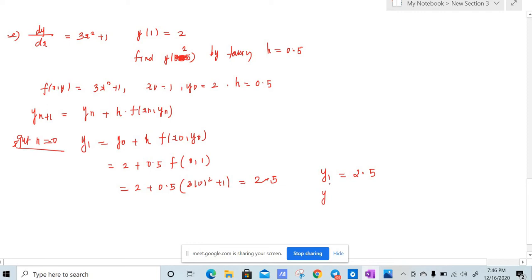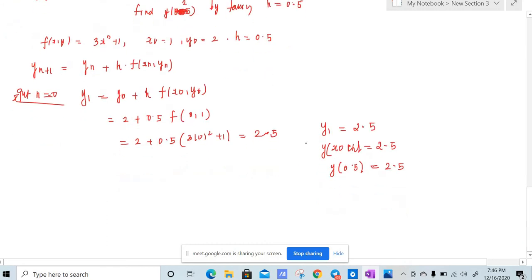So y of x_{n-1} plus h. It will be y of x naught plus h is equal to 2.5. So what is x naught? x naught is 0, h is 0.5. So it will be y of 0.5 is equal to 2.5, right? Nice. So this is our x1 and this is our y1.